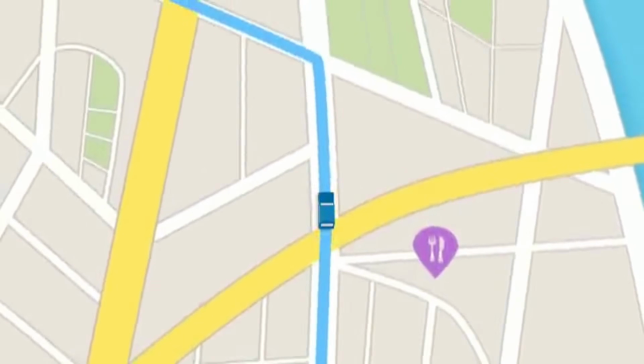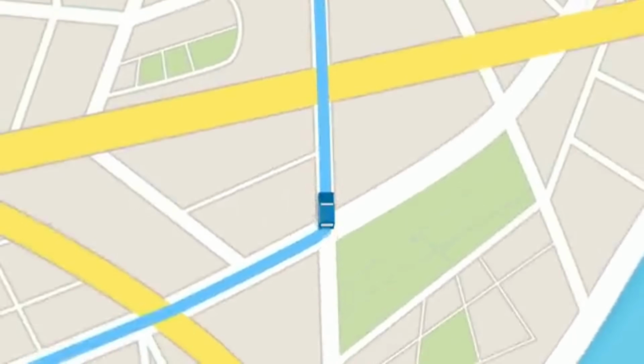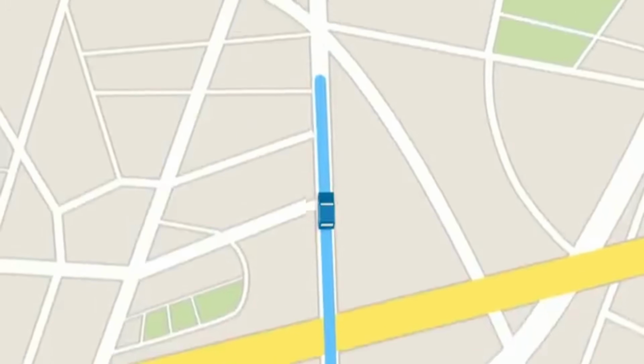So, what is happening here? Is the app checking every possible road combination? Is it guessing? Not exactly. The answer is graph theory, and once you understand the map, these navigation apps become way less mysterious.